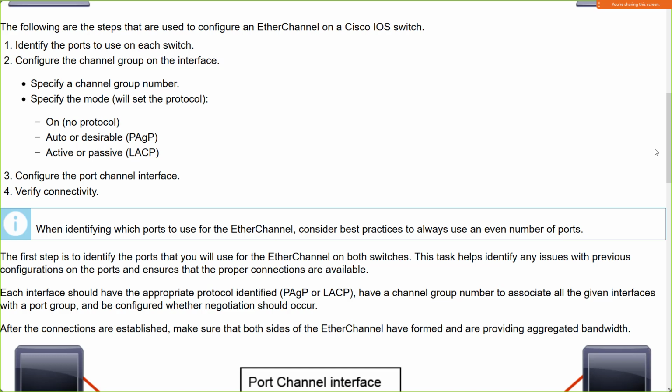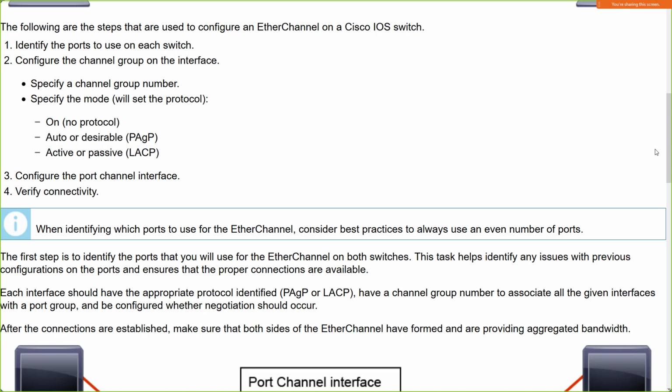So in order to set up an EtherChannel, the first thing you need to do is identify which ports are going to be part of the EtherChannel. Then you create what we call a channel group number. That channel group number is completely arbitrary, and it is locally significant to the switch. It does not have to match on both ends of the link. Typically we would make it match, but it doesn't have to. So you could have port channel 3 talking to port channel 2 on the other side. All right. And then you specify the mode, which sets the protocol. On, no protocol; auto or desirable, PAgP; and active or passive, LACP.